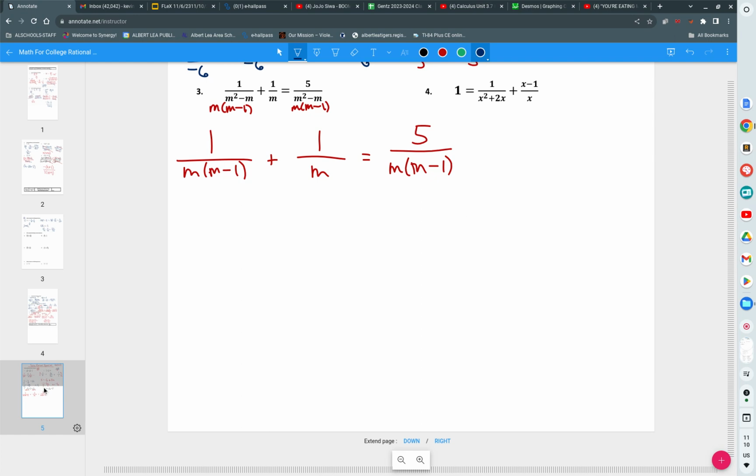Okay. Do I need to multiply top and bottom here by anything? No. How about here? Yeah. By what, Carly? You got it. Now how about here? 1 plus m minus 1 equals 5. What do you notice? The 1's cancel, I get m is equal to 5.